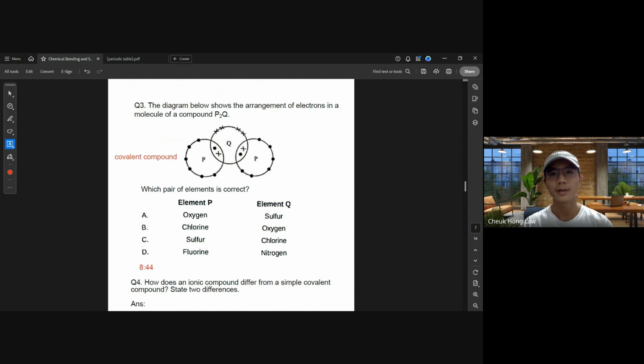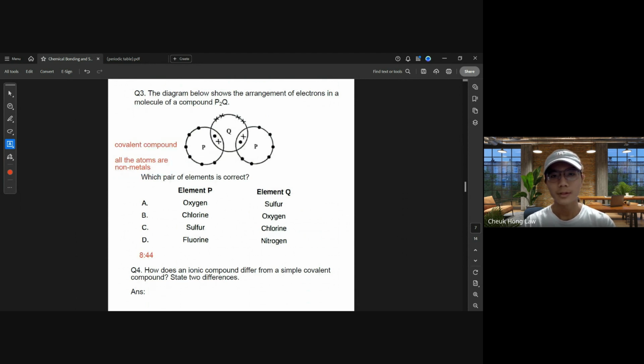Another thing it told me is that all the atoms are non-metals. So if I see any metal in the options, I know it's definitely wrong. So which pair of the elements is correct? There are two ways to do this. I'll go through the first way, which is just to look at the number of valence electrons. So P has 1, 2, 3, 1, 2, 3, 4, 5, 6, 7.